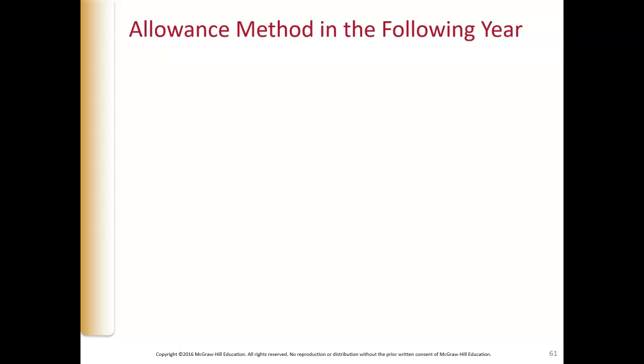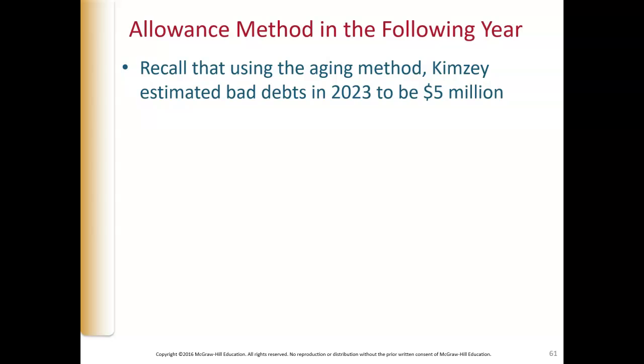Now, here's the trick. This is the part that people get confused on, and just hang in there with me. Allowance method in the following year. Recall that when using the aging method, Kimsey estimated bad debts in 2023 to be $5 million.